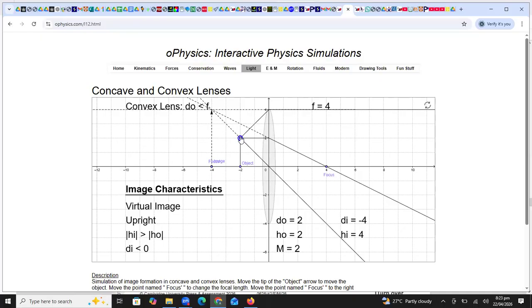How do I know the object height is 2 centimeter? Because it is occupying the two vertical boxes. So the height of the object is 2 centimeter and the height of the image, 1, 2, 3, 4, is occupying 4 boxes. So the height of the image is 4 centimeter. So it means that the image is large as compared to the object. So it's a magnified image.